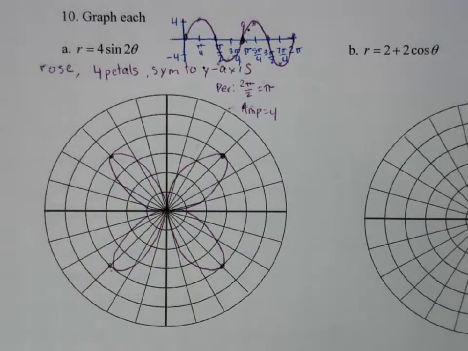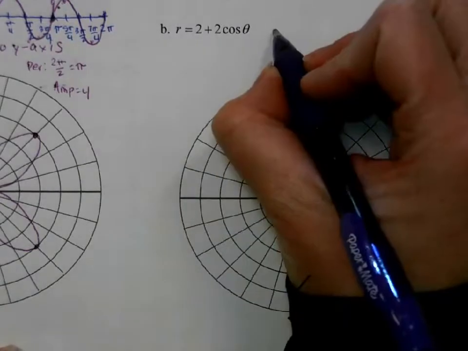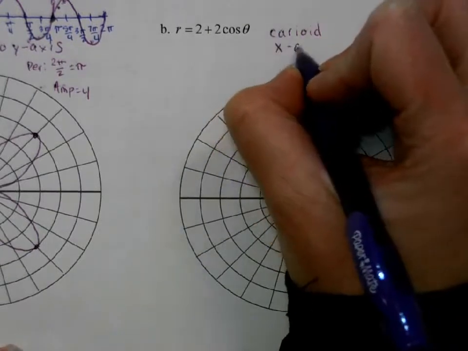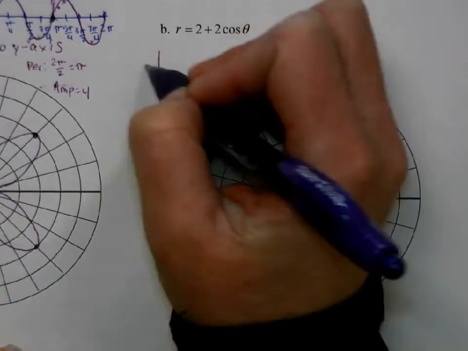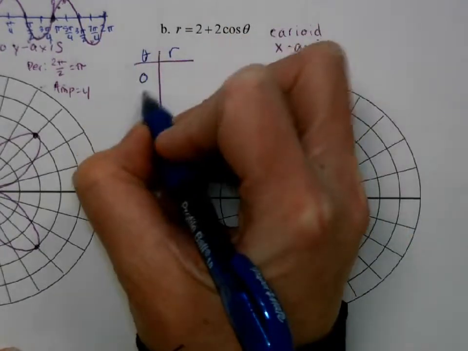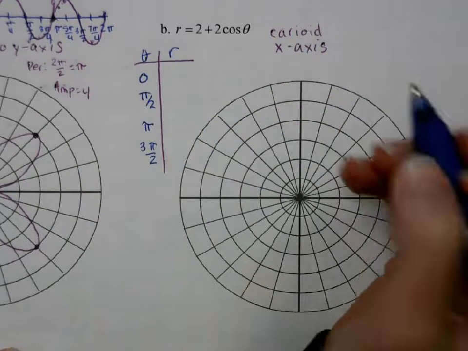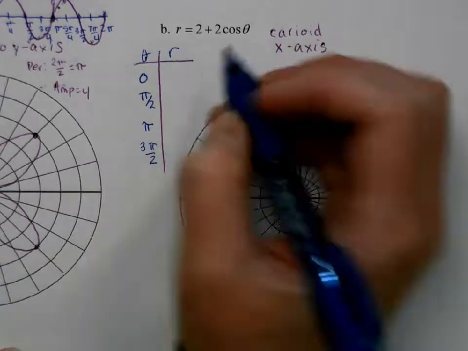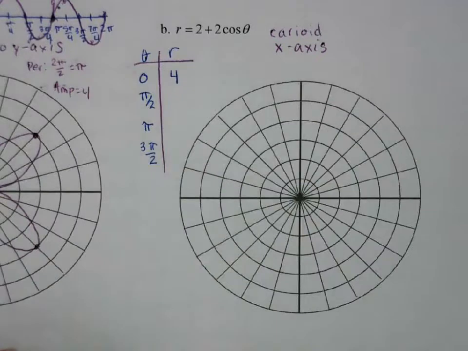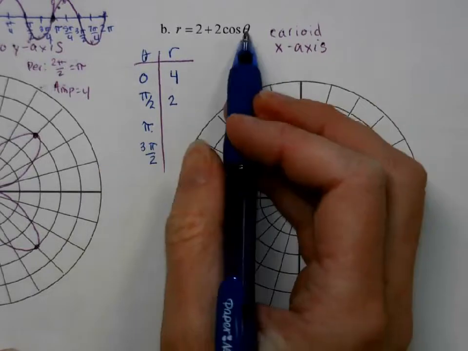Our next one, 2 plus 2 cosine theta. We know we have a cardioid. It is symmetric to the x-axis. And then we can create a table of values to graph this. So I'm going to plug in 0, pi over 2, pi, 3 pi over 2. Cosine of 0 is 1, so this is going to be 2 plus 2, which is 4. Cosine up at the top of the circle, the x value is 0. So this part will be 0 plus 2 is 2. Cosine of pi is negative 1, so that's going to make a 0. 3 pi over 2 is also 0, so this is 2.